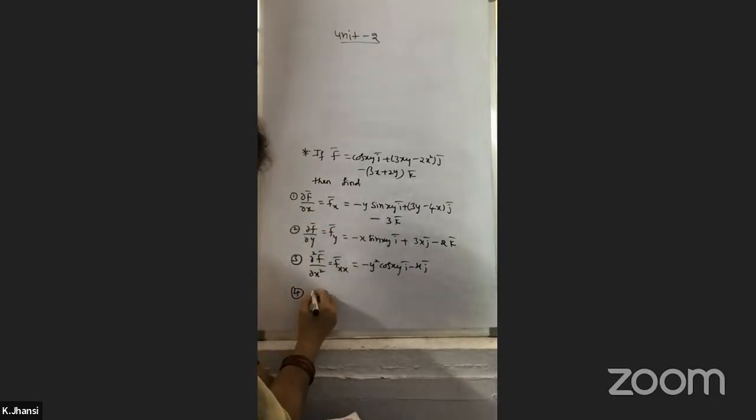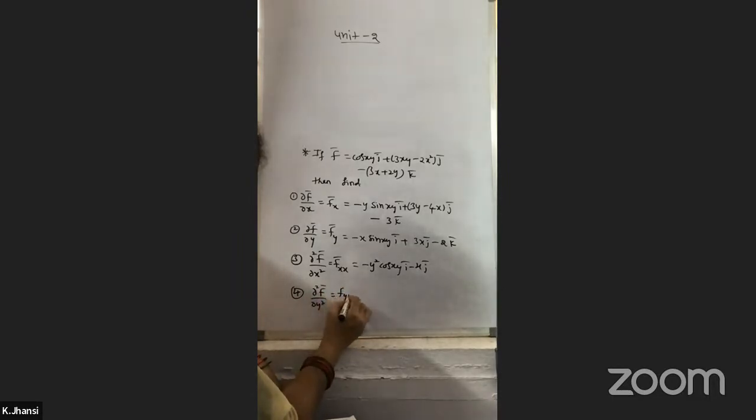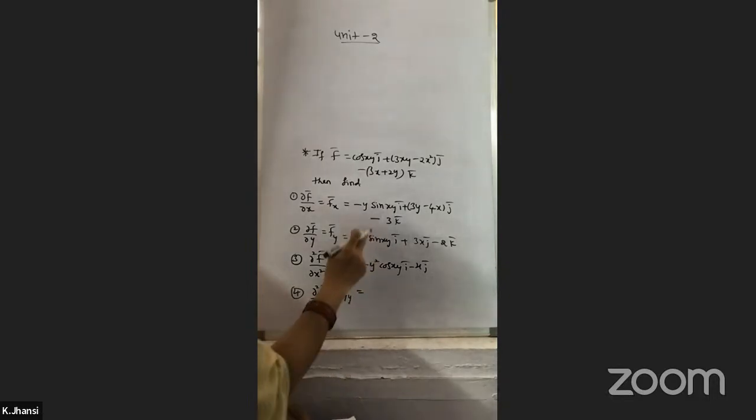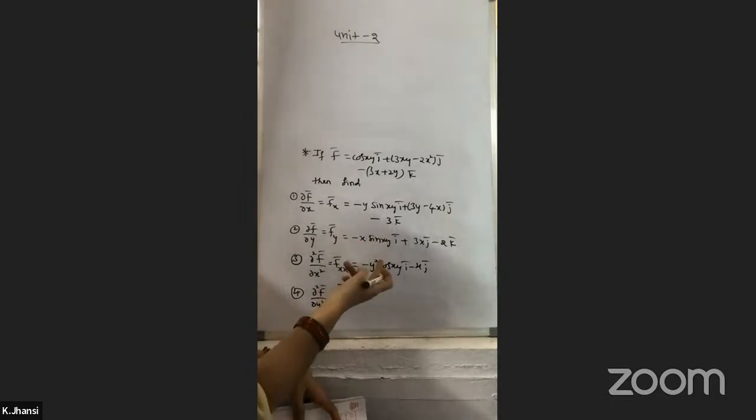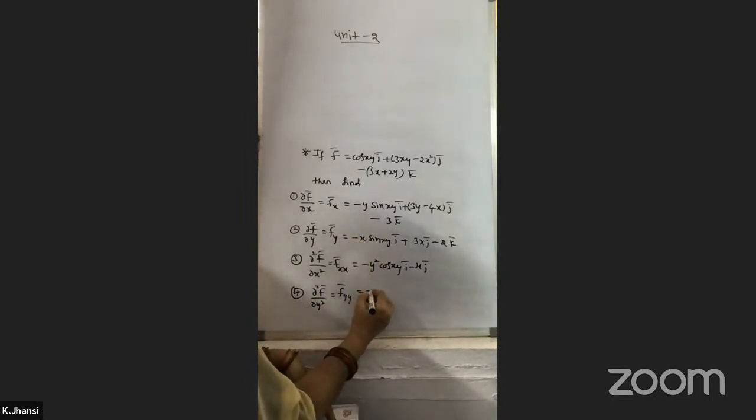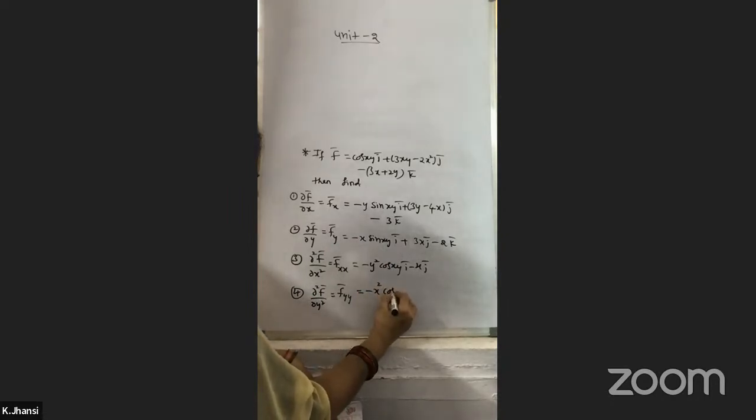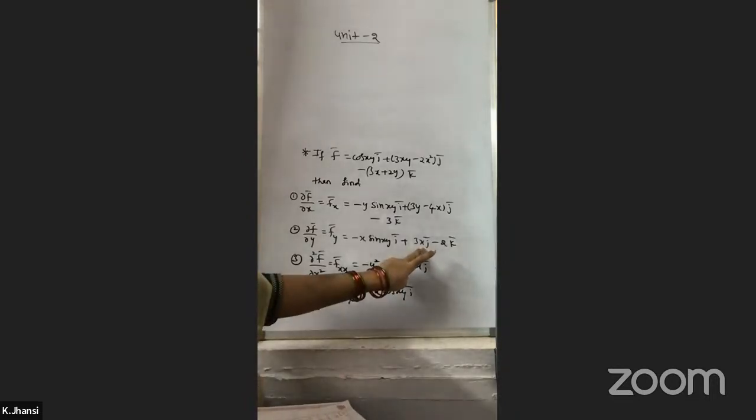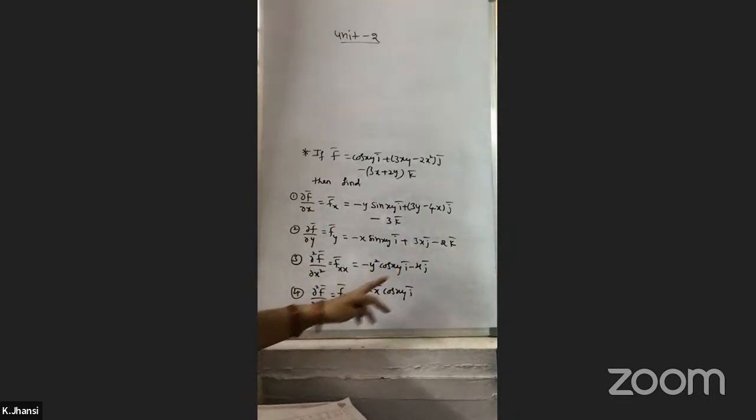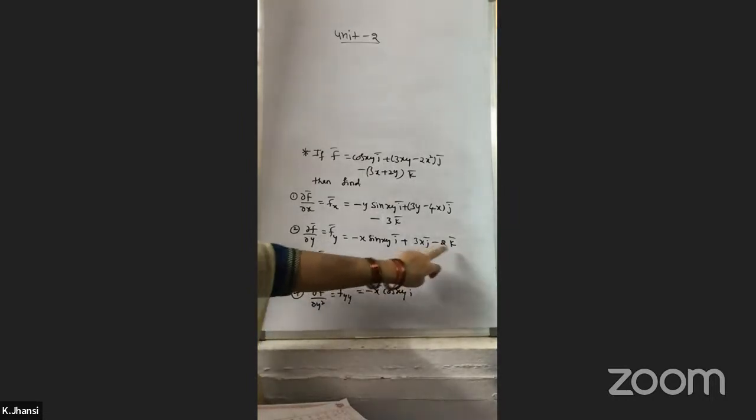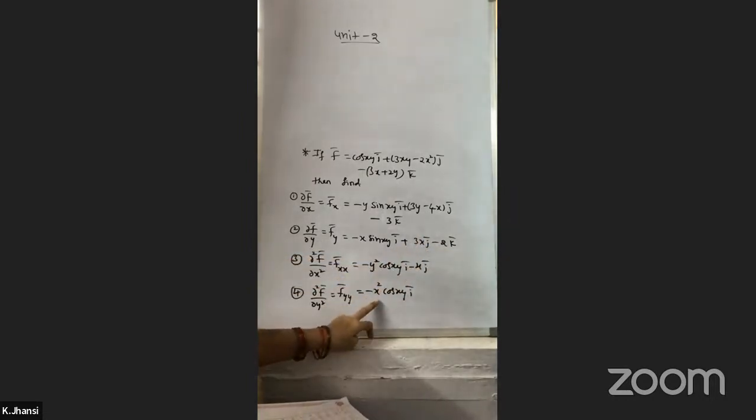dou square f by dou y square. It is equals to f y by. So for this one, we have to do the partial differentiation. So the sign will become cos, and here it will become x square. So minus x square cos xy into y, and here x is there. That means y variable is not there. And even here also y variable is not there. So these two values will become 0. So only this is the value of dou square f by dou y square.